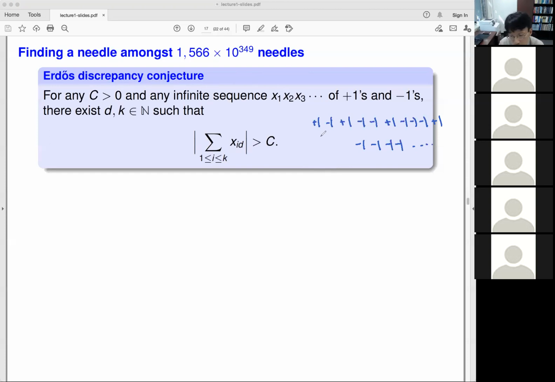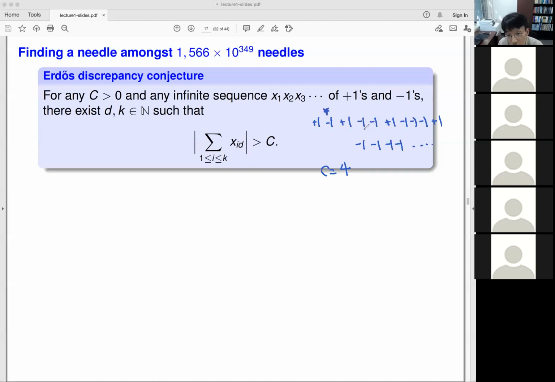So the discrepancy conjecture says something like this. Suppose we have a sequence like this, and suppose we pick C equal to 4. Then the conjecture says there must exist an equally spaced subsequence, which doesn't have to start from the beginning, whose sum is going to be greater than 4. So how can we find such a subsequence? In this case, we can find it.